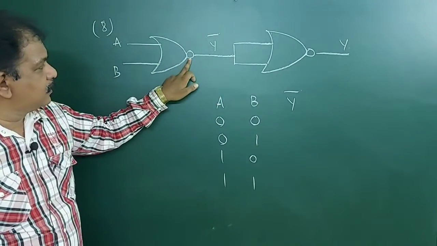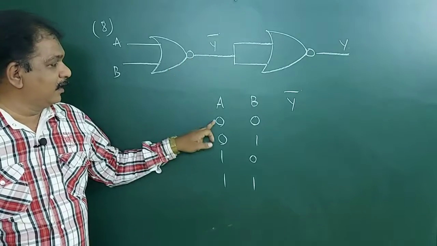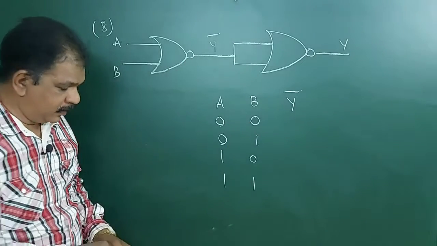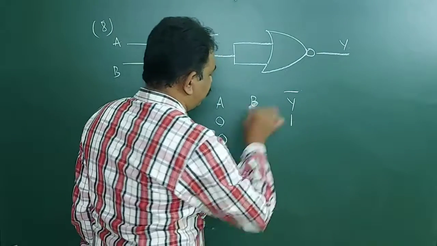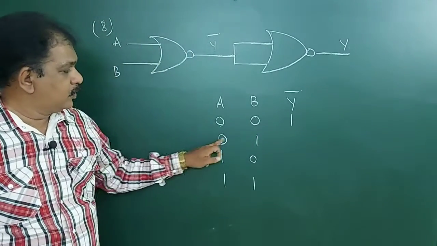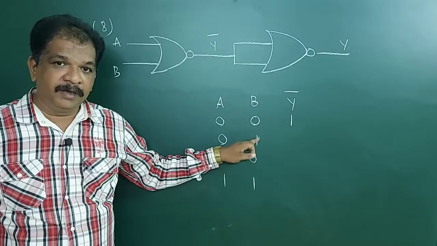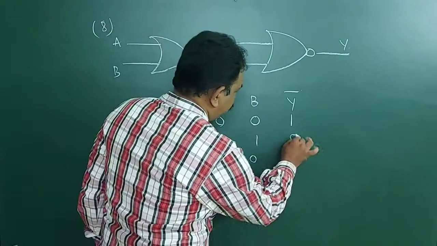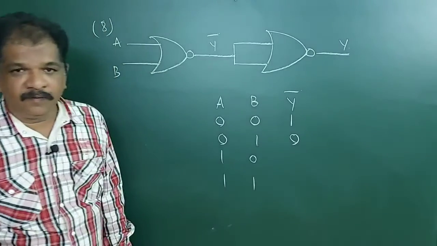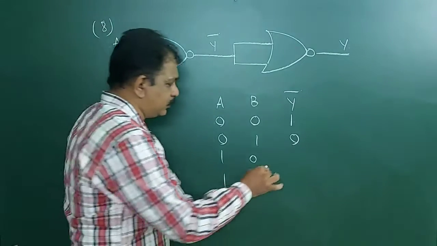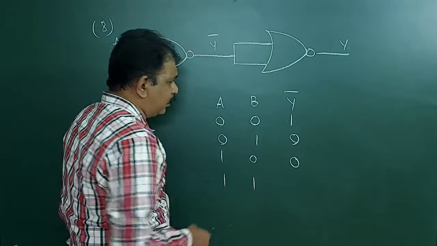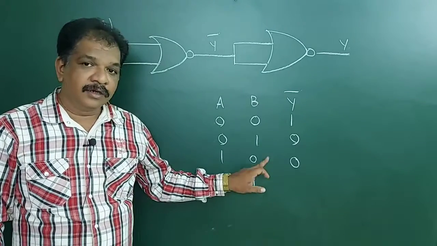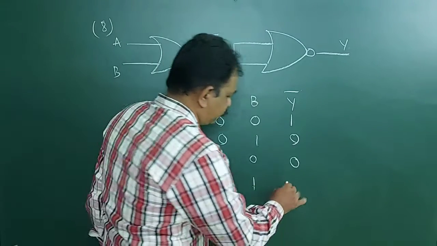If this is not there, only the OR gate, it will be 0. Because of the NOR gate, the reverse will come, so it will be 1. So 0 1, OR gate will be 1, NOR gate will be 0. 1 0, OR gate will be 1, NOR gate will be 0. 1 1, OR gate will be 1, NOR gate will be 0.